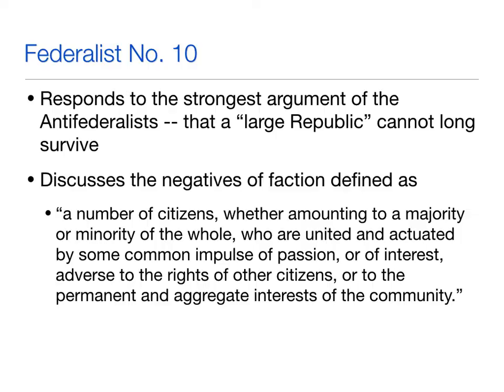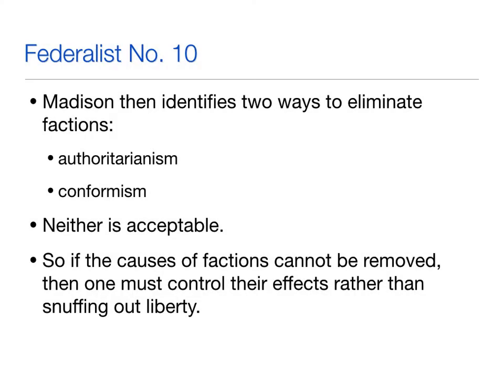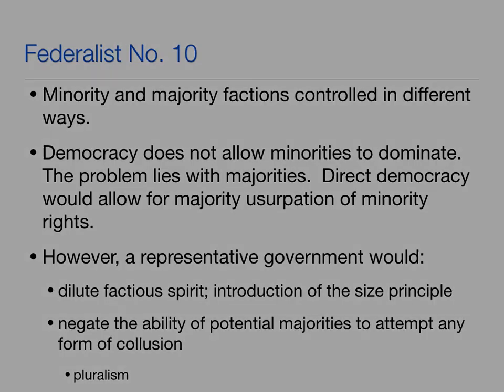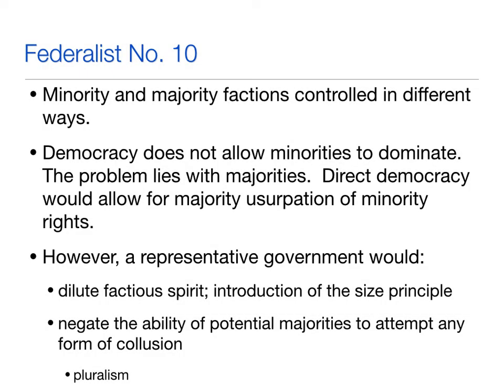Right? He identifies two ways to eliminate factions: authoritarianism or conformism, neither of which is going to work. So he says, you know what? If the causes of factions can't be removed, then you have to control their effects rather than snuffing out liberty. So you control minority and majority factions in different ways.